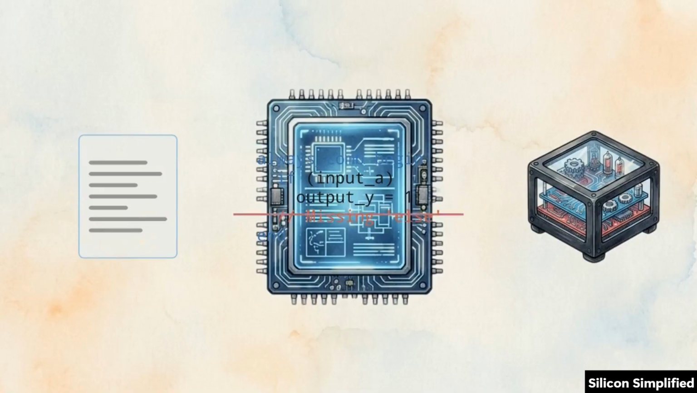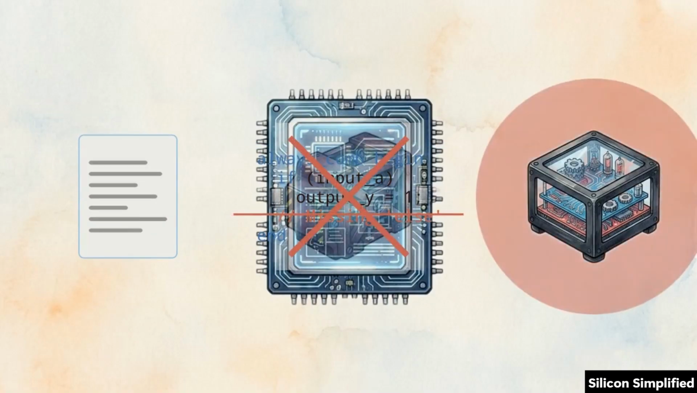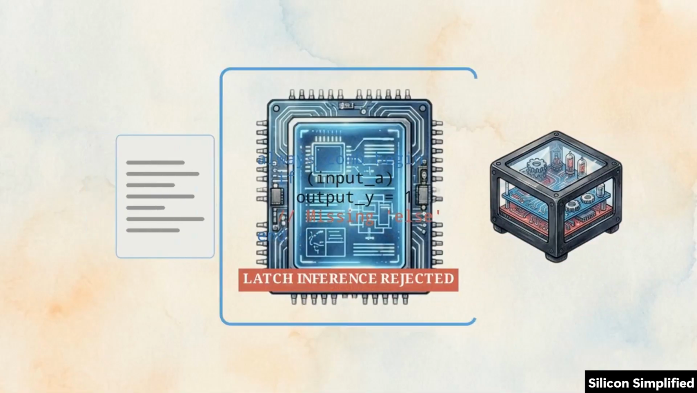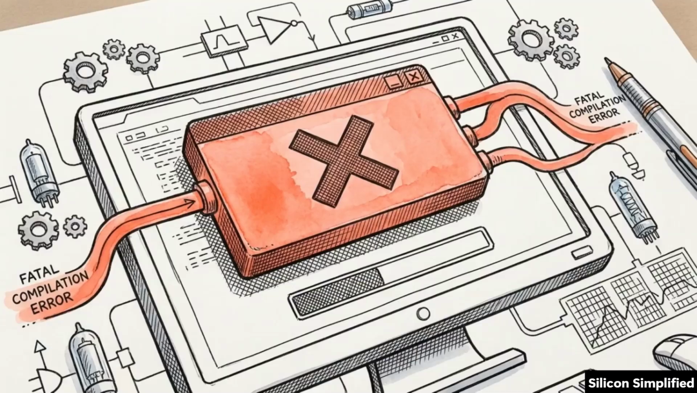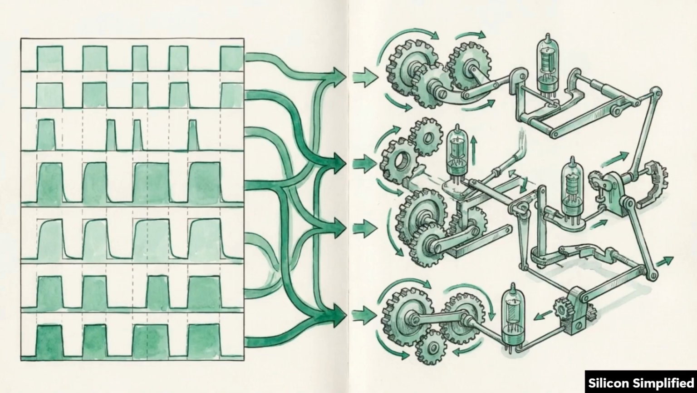If the compiler detects an incomplete assignment that would require a latch, it will no longer silently infer memory. Instead, the tool throws a fatal error during compilation. It forces the engineer to resolve the ambiguity before the design can move forward. By identifying these logic gaps at compile time, always_comb ensures that the physical silicon remains purely combinational, matching the behavior of the software simulation.